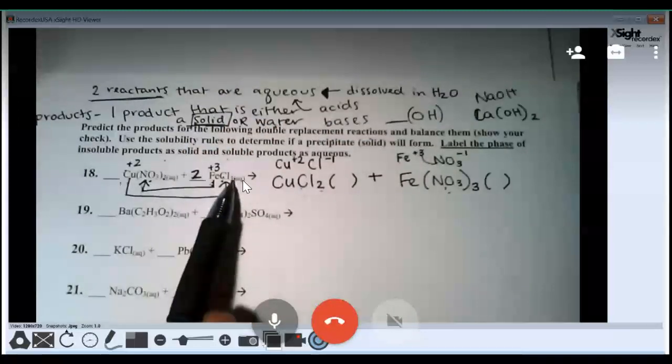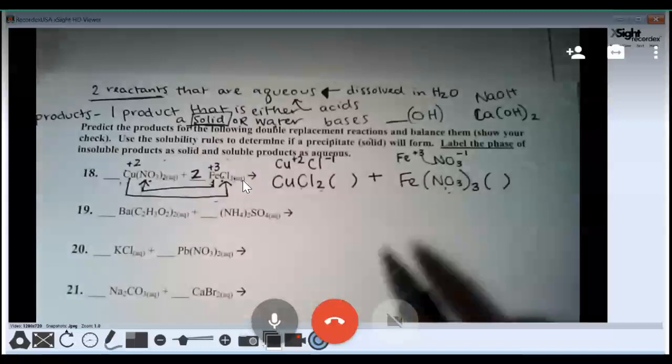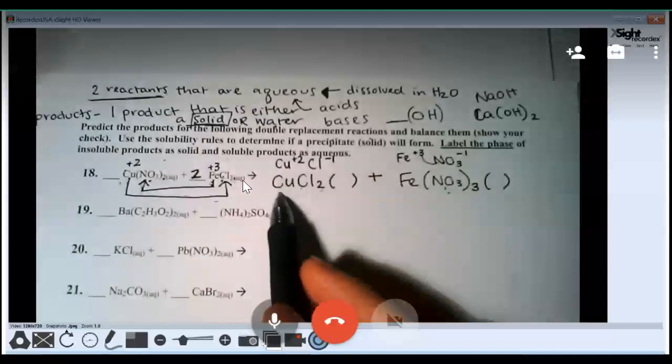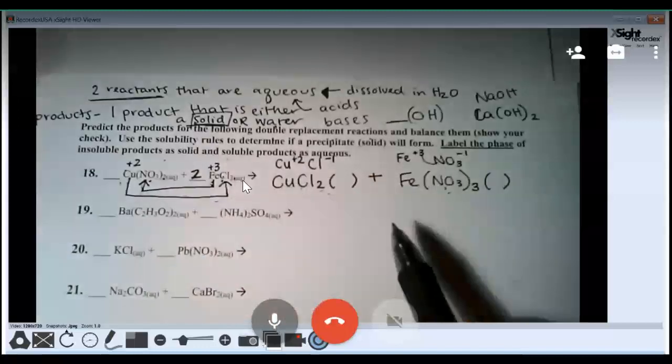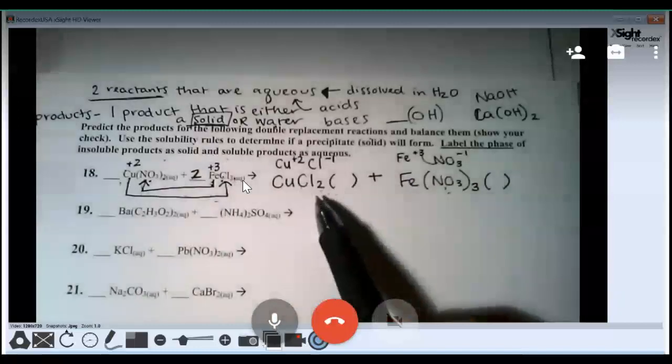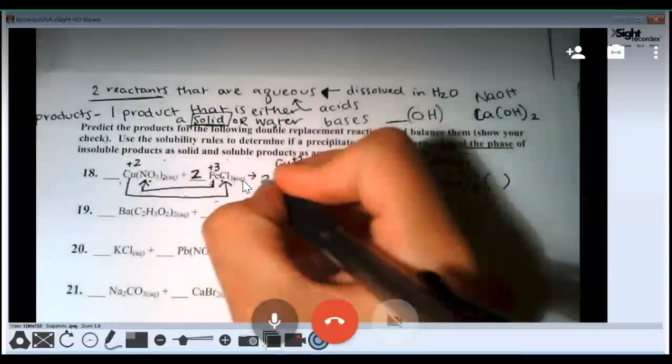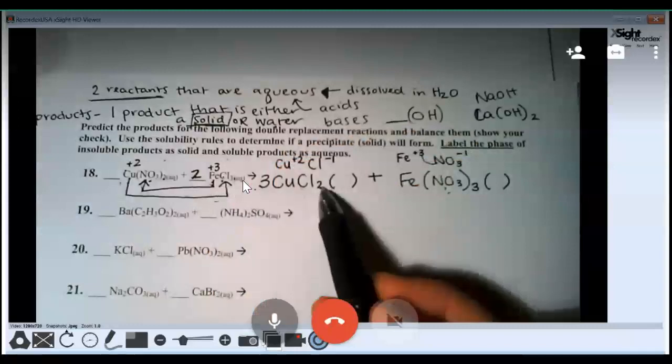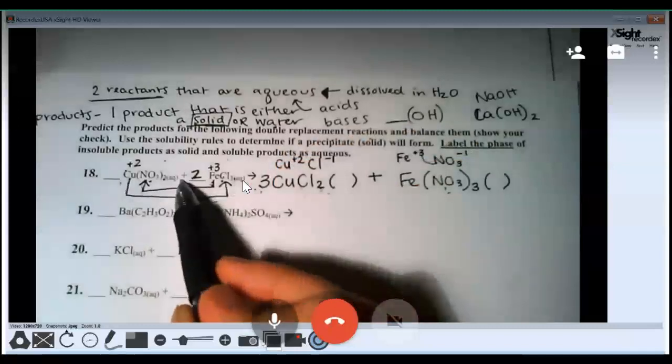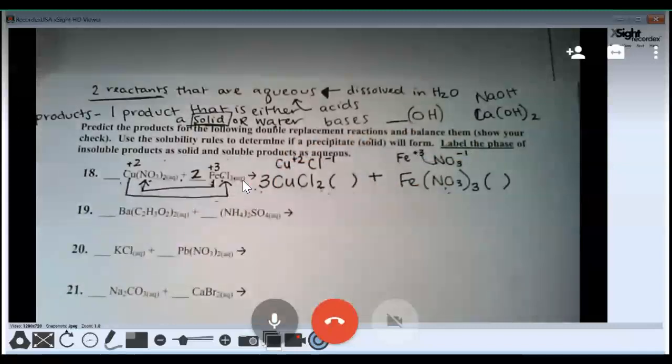I love that. Okay. And so you're saying we should put a 2 in front of the copper chloride? Or not a 2, you said a 3? Okay, 3 in front of copper chloride, because that fixes the chlorines. Now we have 6 chlorines on each side. Okay, good. That sounds good. What else do we need to do?